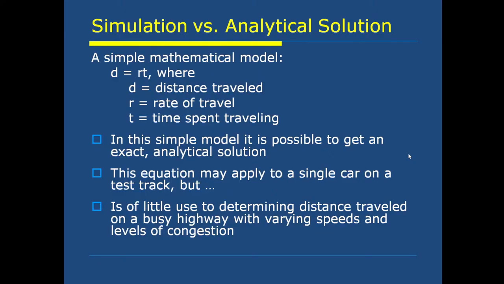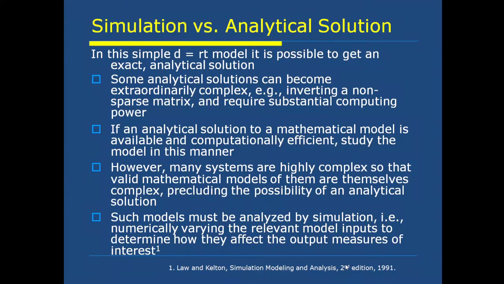In this simple model, it is possible to get an exact analytical solution. This equation may apply to a single car on a test track, but it is little used for determining distance traveled on a busy highway with varying speeds and levels of congestion. In this simple equation, d equals r multiplied by t, it is possible to get an exact analytical solution.